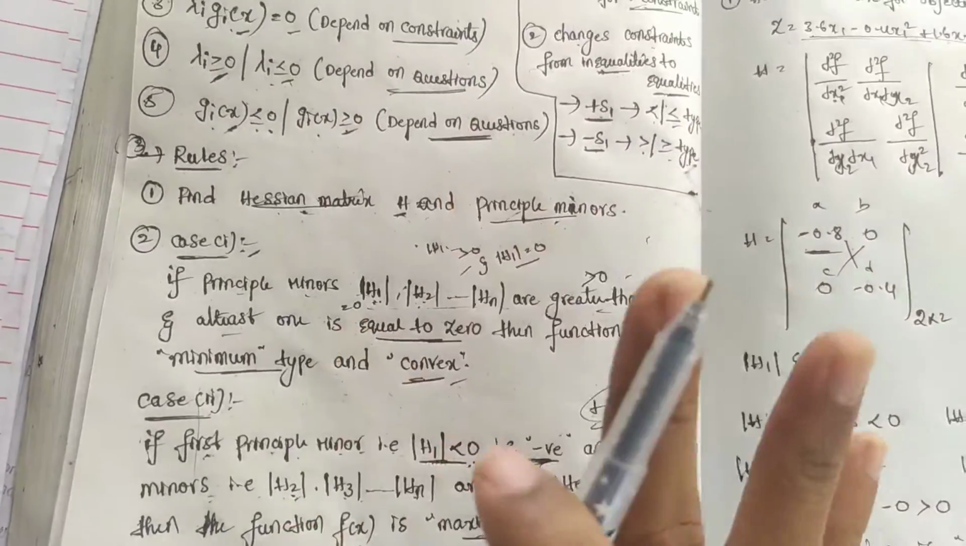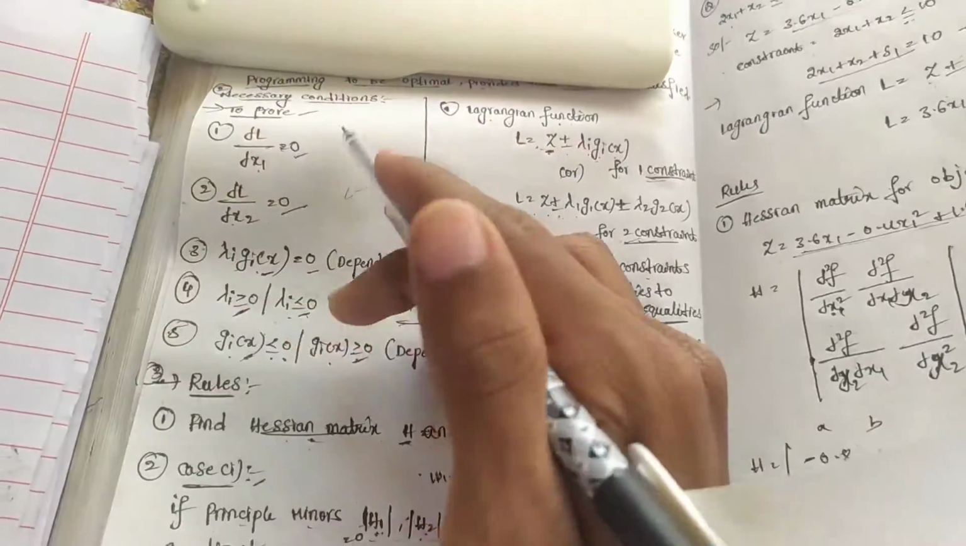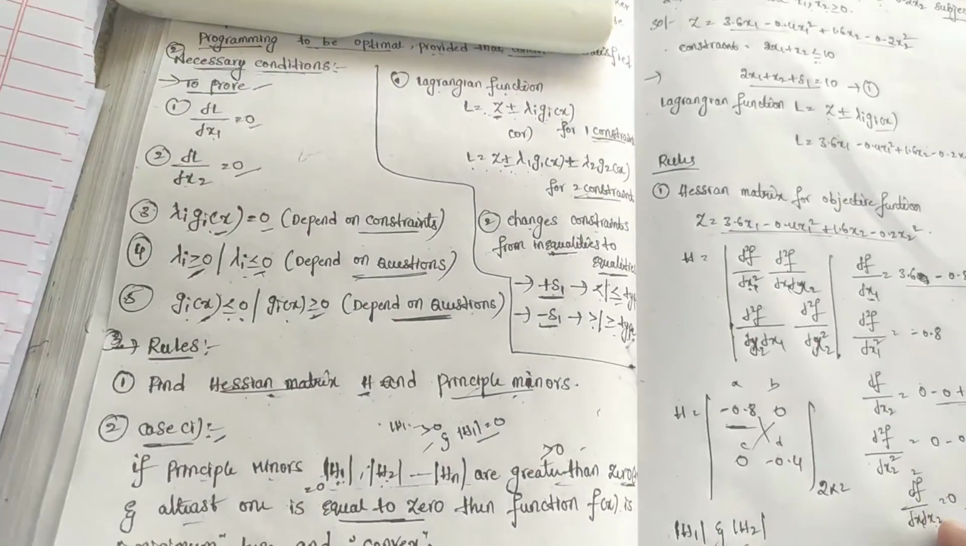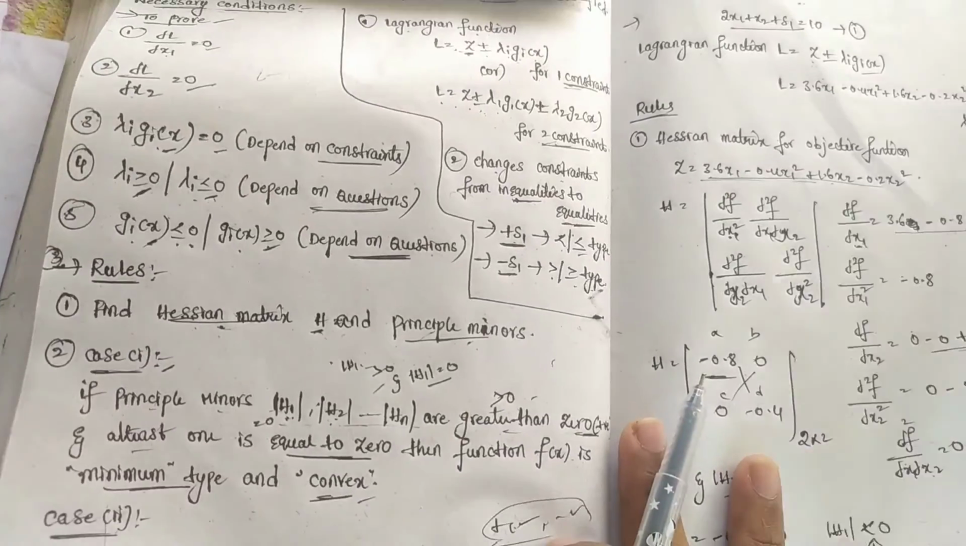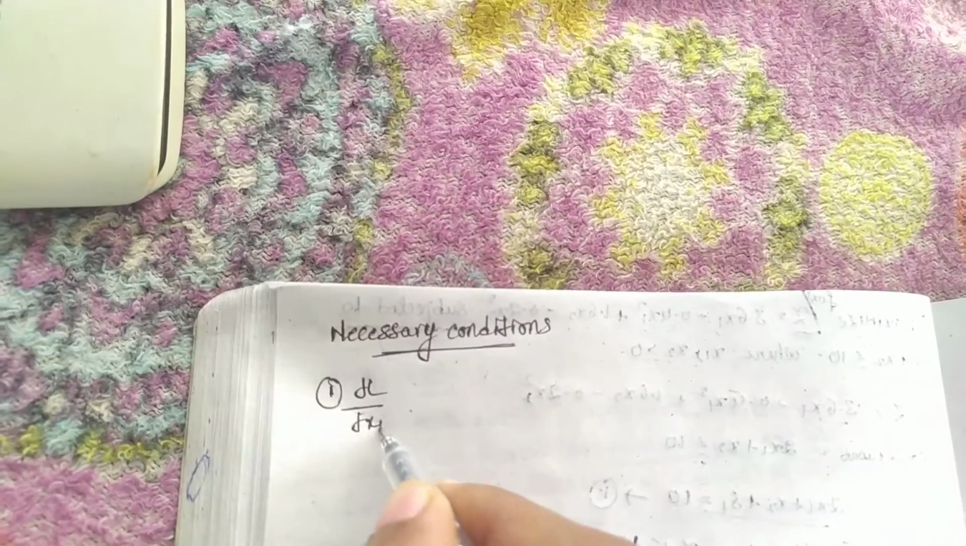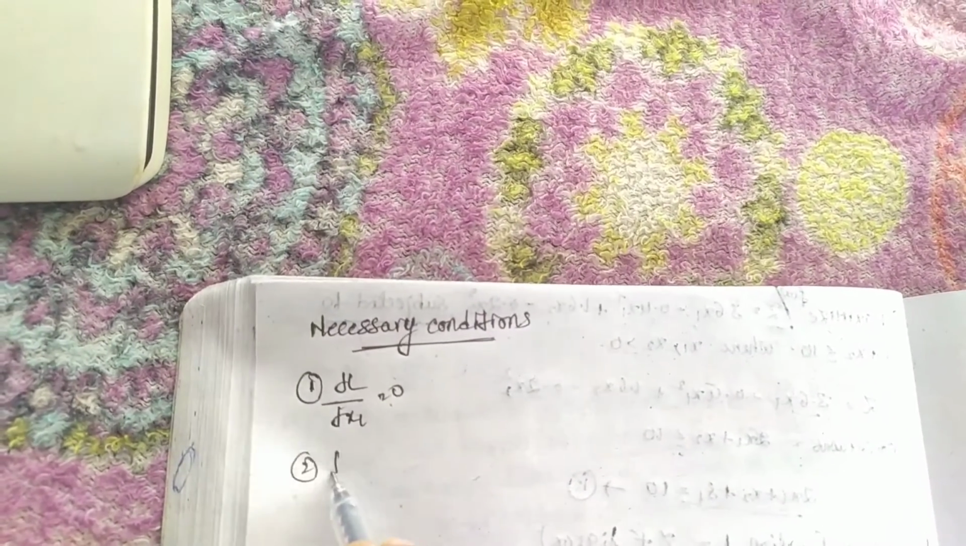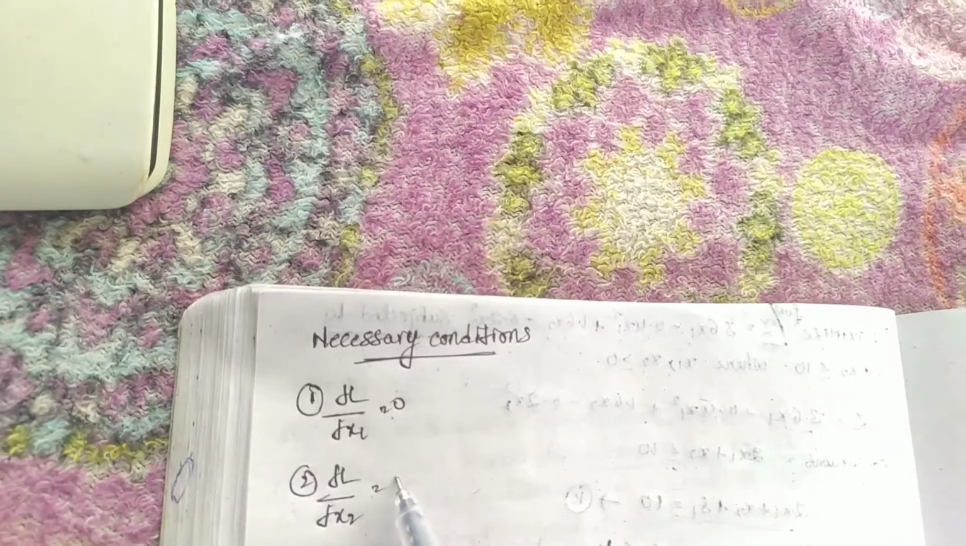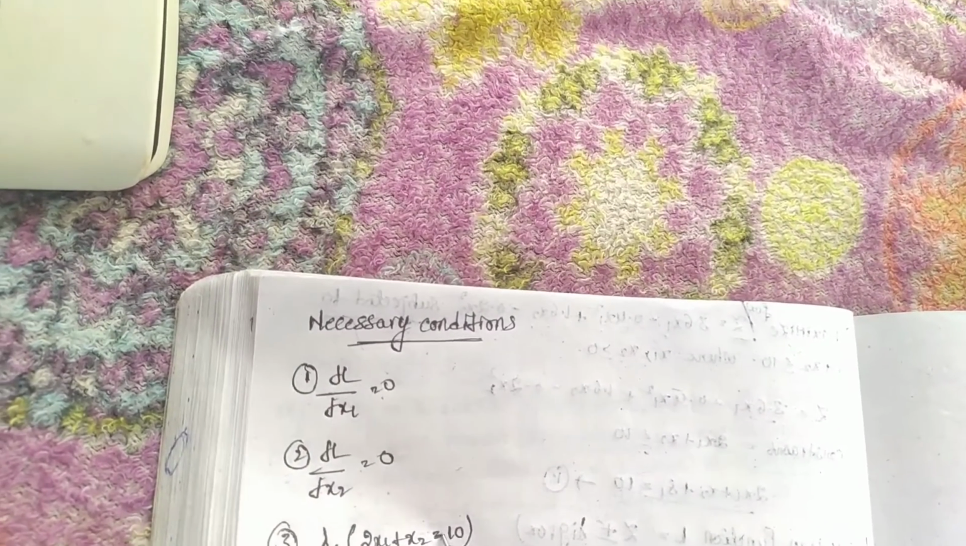We completed the rules. Now we have to satisfy the necessary conditions for this problem. Let us do those necessary conditions. First one is dou L by dou x1 equals 0. Second one is dou L by dou x2 equals 0. We have to prove that we satisfy these. Third one is lambda 1 of 2x1 plus x2 minus 10 equals 0. We have to prove this one also.